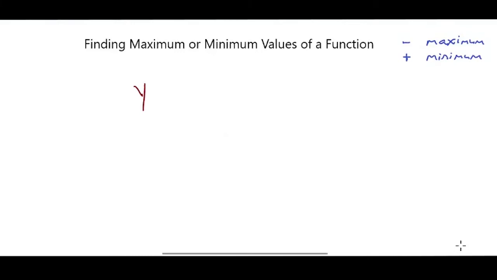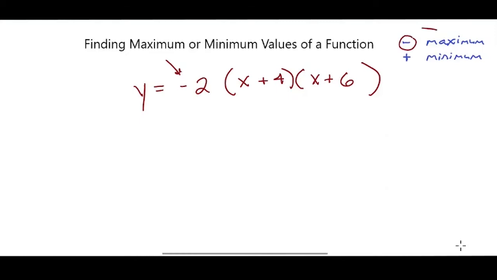Now let's say I have y equals negative 2 times x plus 4 and x plus 6. We'll notice that this is also in intercept form. So I will first want to know, is there going to be a maximum or a minimum? Well, I look right here and I see that my leading coefficient is negative. So if it is negative, that's how I know it is a maximum. So we're looking for the maximum.